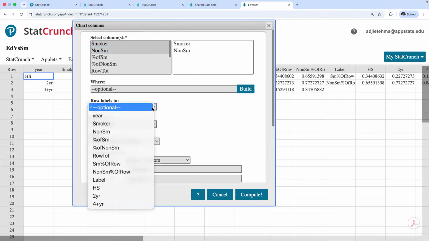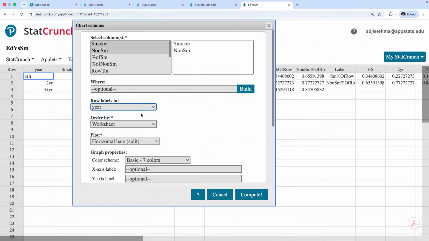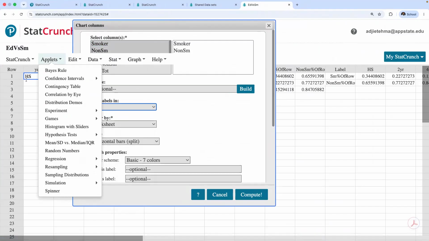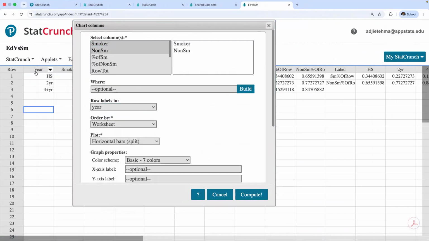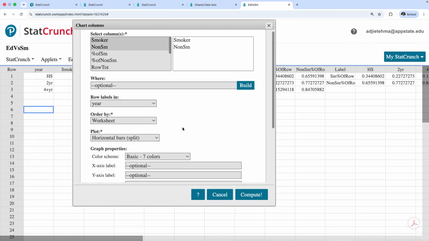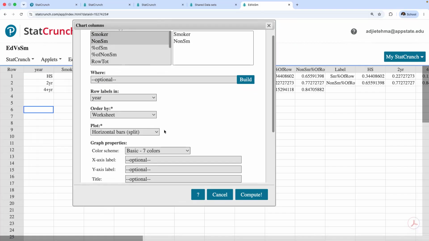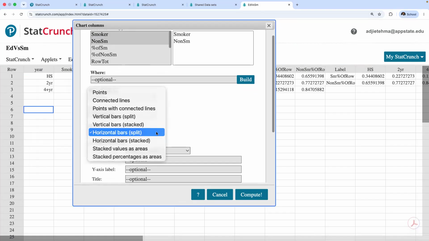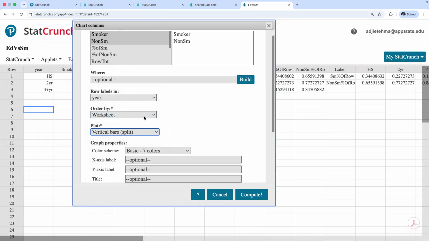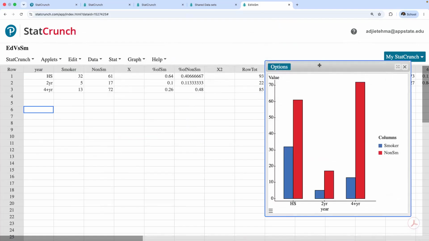And then the row is the year. So you see here, it's called year. You can see that from here. So that's the high school, 2-year college, and then the 4-year. And so we could use, I prefer vertical bars split. So we could use split vertical bars to represent this. And so when you do that and then you hit compute, you see it shows this.